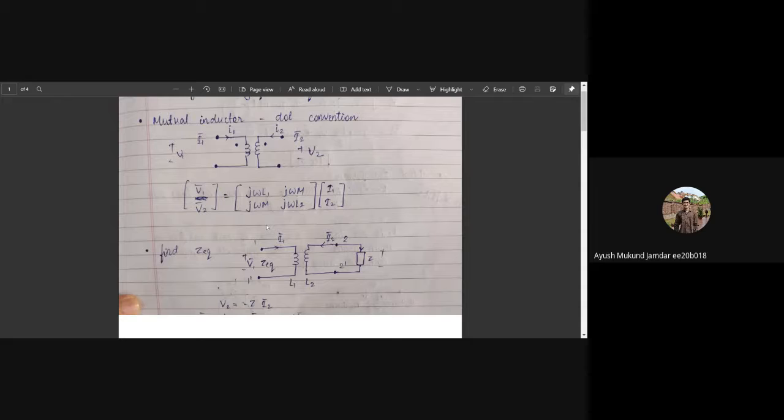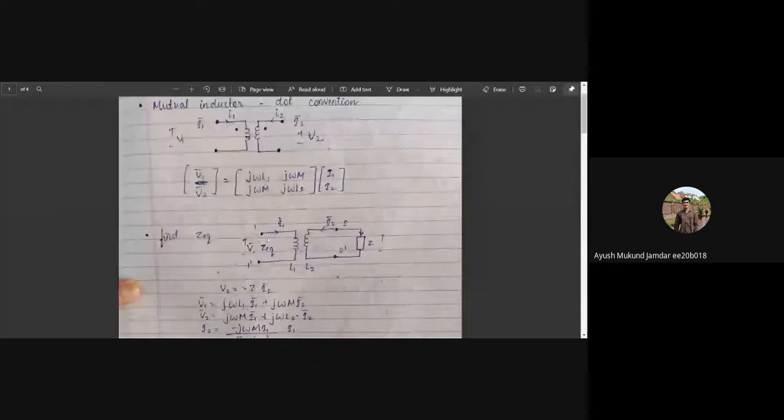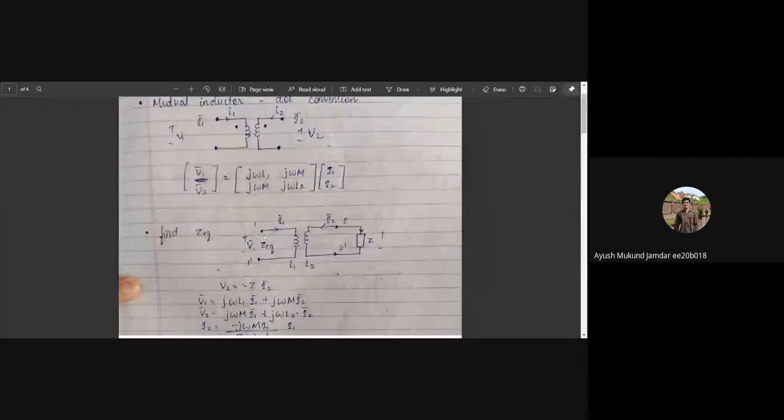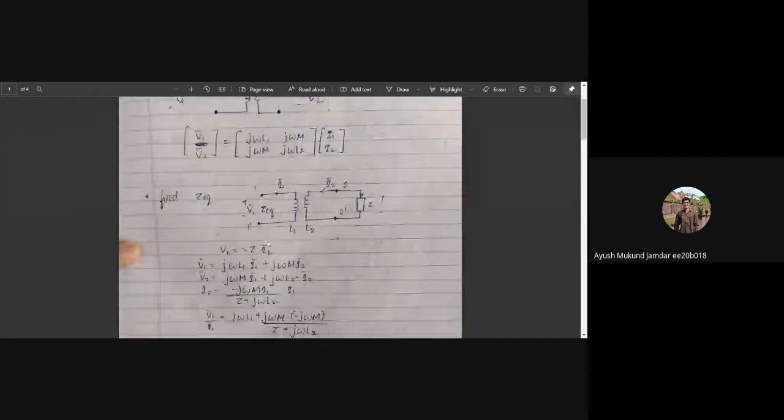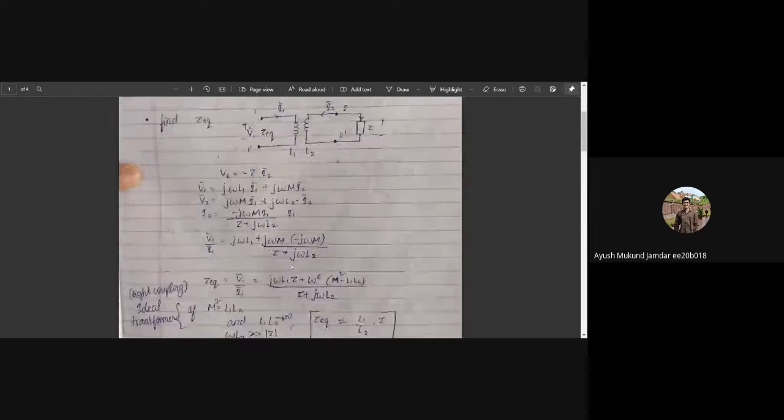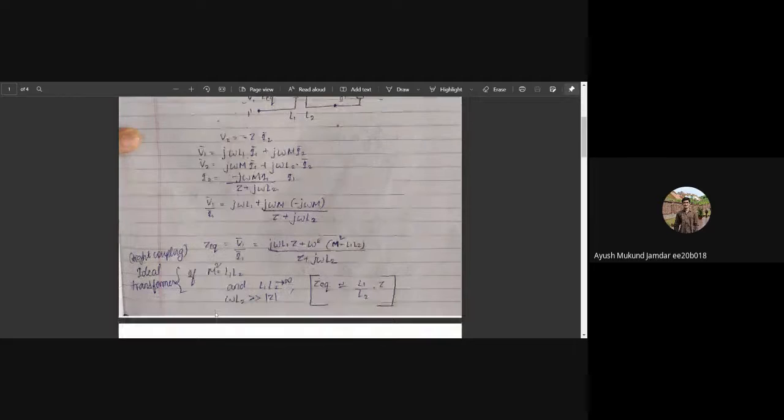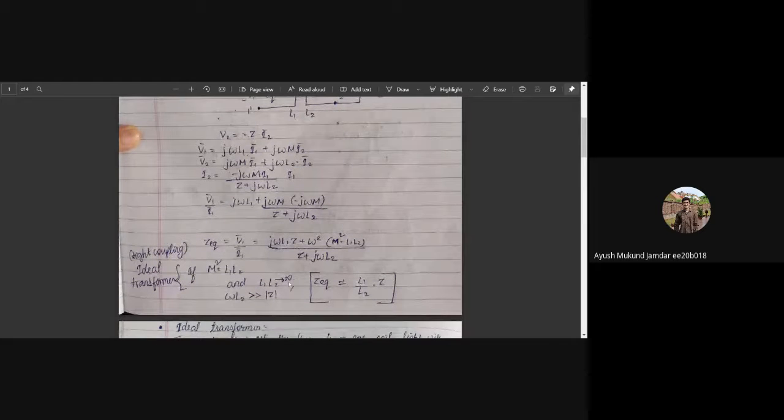So what if we put an impedance on the second port and wish to find the equivalent impedance on the first port? So again, starting with the two equations that we already had, and V2 equals minus Z times I2, minus sign being taken because of the sign convention followed here. On solving these, we will get V1 bar by I1 bar is an expression something like this. Not a very beautiful expression, but if we take the ideal transformer, that is M square equals L1 L2, and both L1 L2 are very large, we'll get Z equivalent to be L1 by L2 times Z.